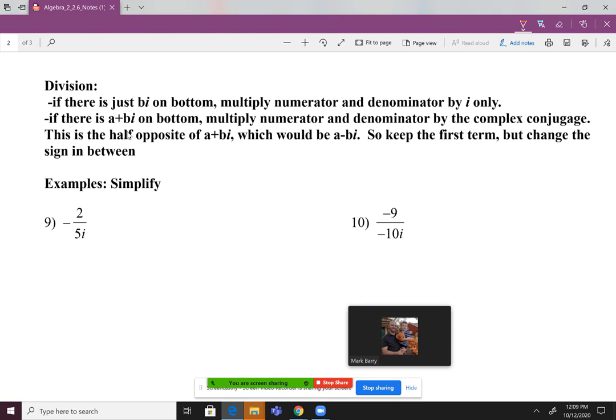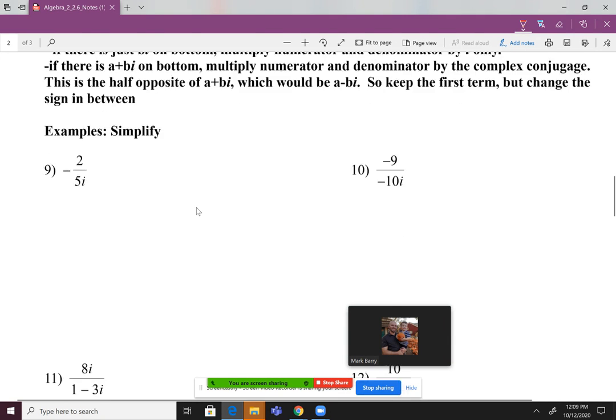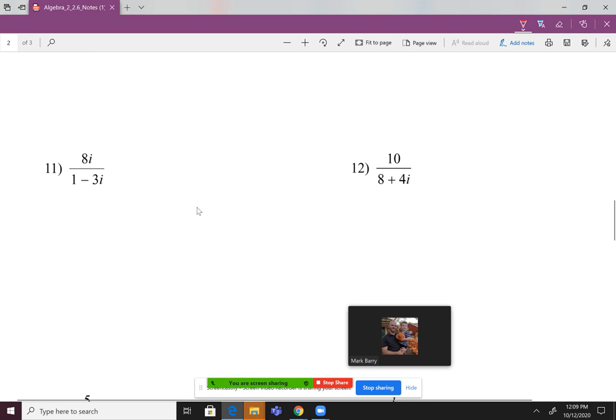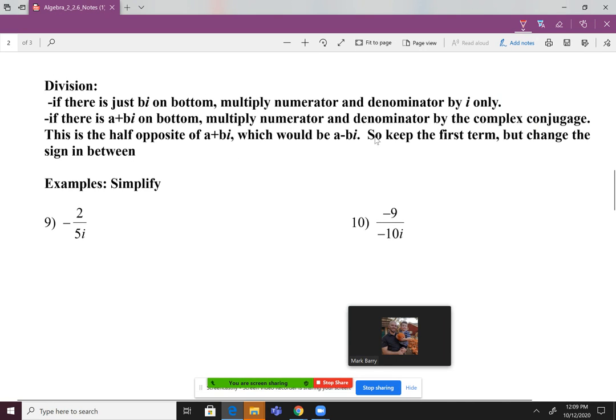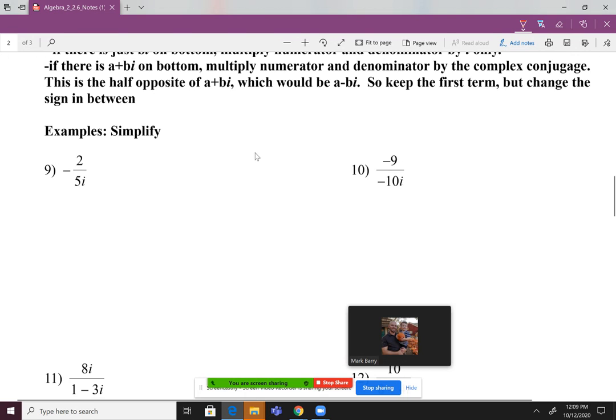If we have a plus bi on the bottom, so if you have a regular number and also a complex number, like numbers 11 and 12 here, you see how we have both pieces? In those cases, we're going to multiply by something called the complex conjugate. The complex conjugate is the opposite of a plus bi, which would be a minus bi. So we're going to keep the first term, but change the sign in between. Okay, so we'll get to that in a minute. Let's start off here, though, with number 9.